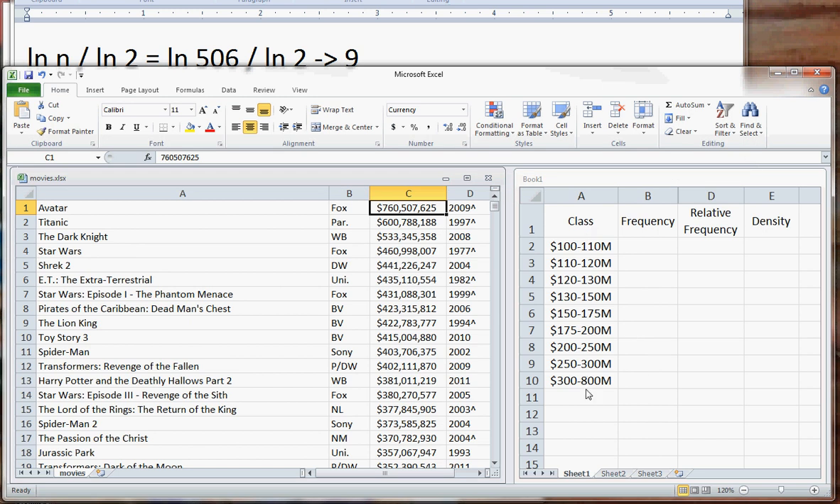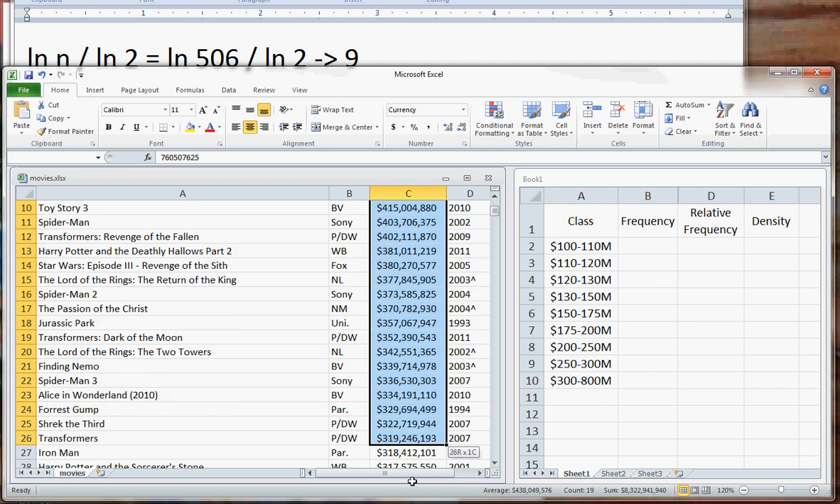We now have classes that are of different widths. The reason we have different widths is that we can see that there are very, very few movies that have made more than, say, $400 million. And so it makes sense that I have a very wide class at the top end of the scale so that the frequencies that I get are approximately the same size.